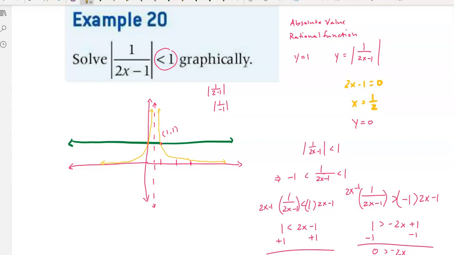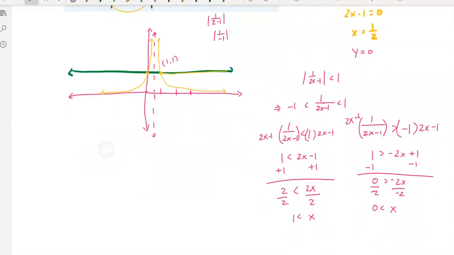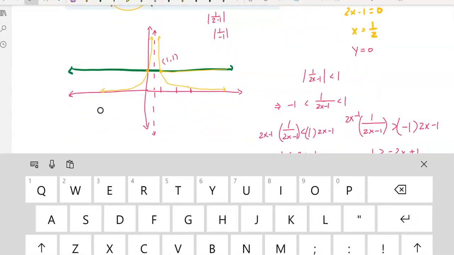Now, it says which part of this graph is this function less than this function. So it's going to be this area right here where x is that. X has to be greater than 1, or x has to be less than 0.